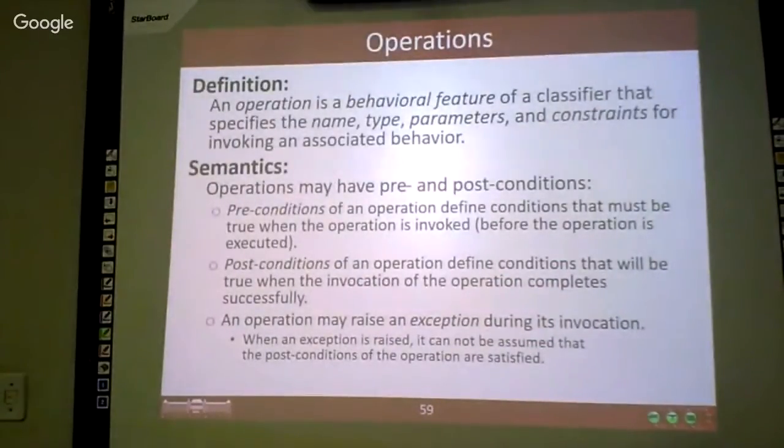And we saw the attributes, but as I mentioned earlier, we also define operations for our classes, for our objects. And the definition of an operation is that an operation is a behavioral feature of a classifier that specifies the name, type, parameters, and constraints for invoking an associated behavior. And operations may have pre and post conditions.